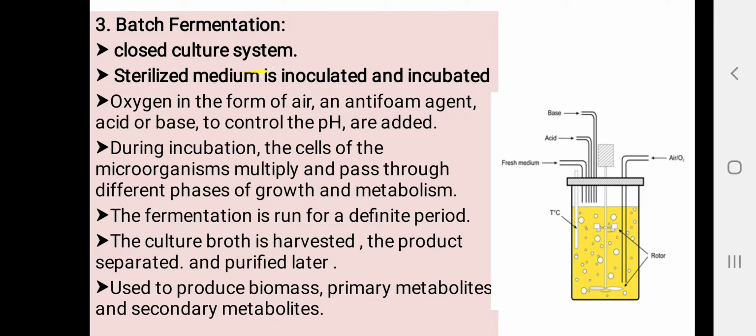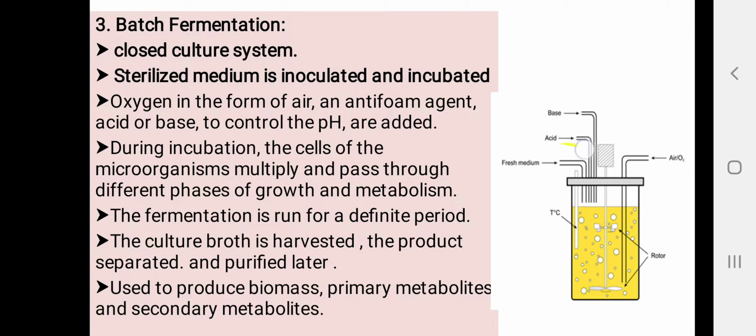It's a closed culture system. So here you can see the picture of the fermenter. It's also called a bioreactor. Within this fermenter, the nutrient media is added through the inlet into the fermenter, and this media is sterilized, and to this the inoculum is also added. Later on it undergoes a process of incubation.